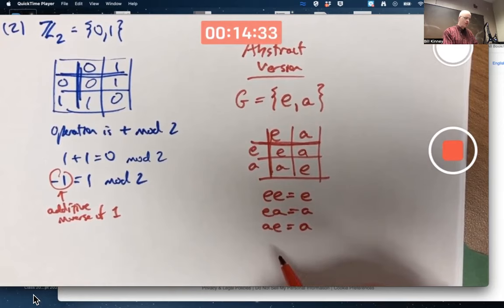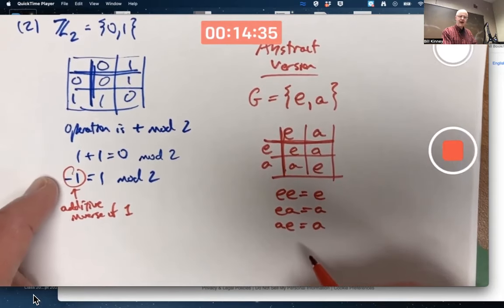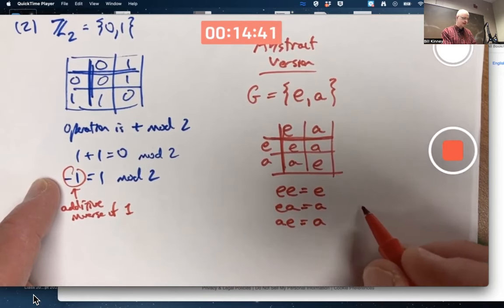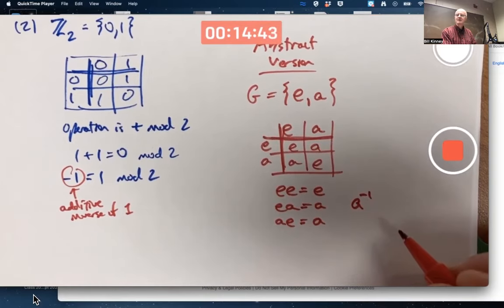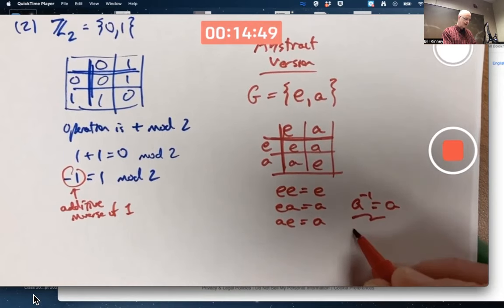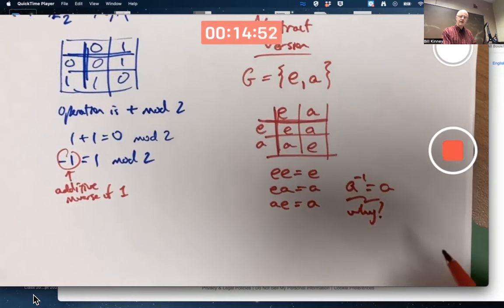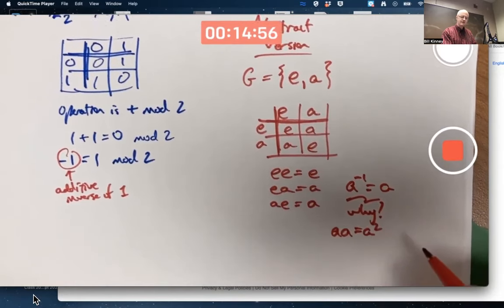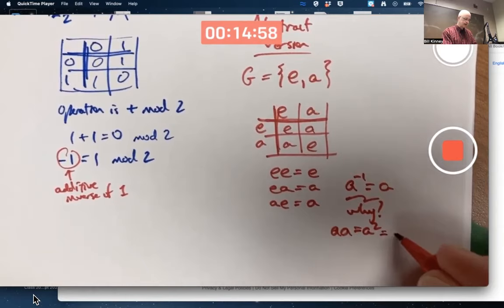And what's the version of an additive inverse here? In the abstract, it would be a multiplicative inverse. A inverse is itself. Why? Because A times A, A squared, you can see from the Cayley table, equals E.